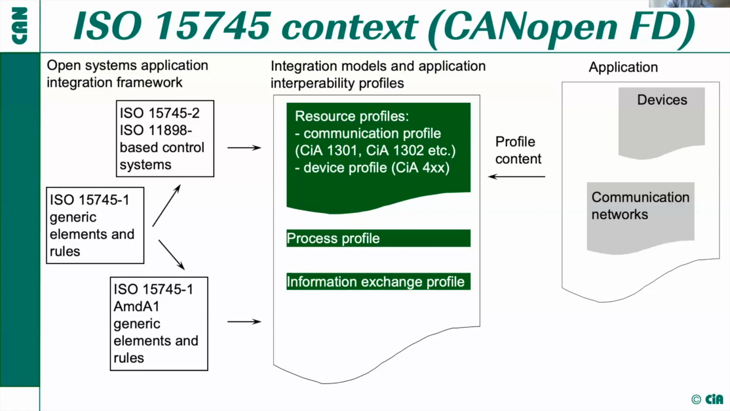From this point of view, we have already done most of the part. As you can see in the resource profiles, the communication profile is based on the existing CANopen FD specification, and the device profile is based on our existing CiA profiles, device profiles, application profiles, and so on. On the left-hand side, in application, there are real-life applications and networks coming inside, and the exchange of data goes in both ways.